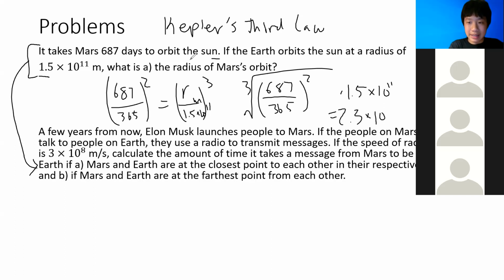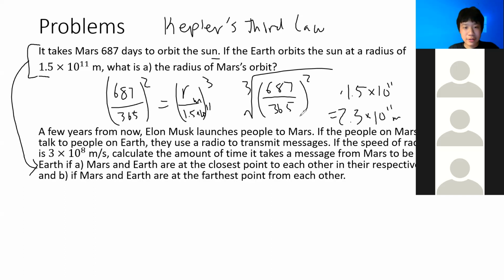2.3 times 10 to the 11th meters. All right. So any questions about that? So now we know the radius of Mars's orbit. So now let's look on to the second part of this problem.